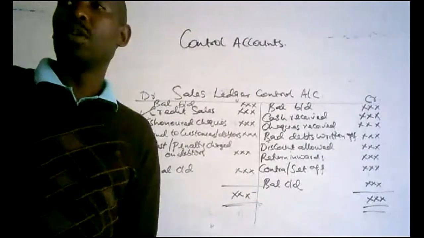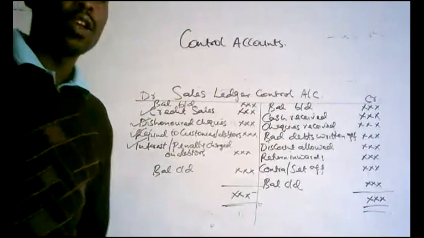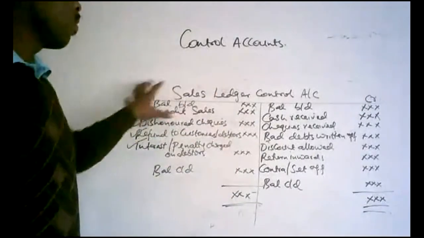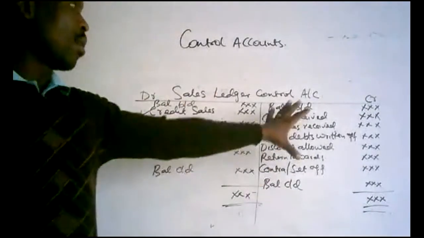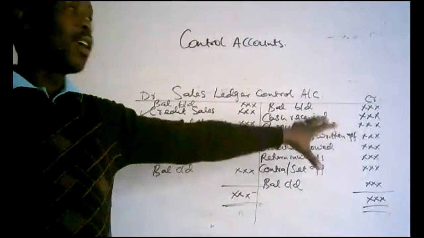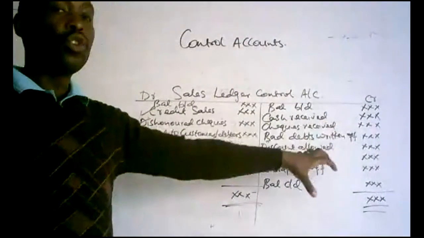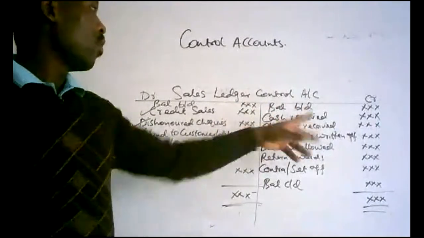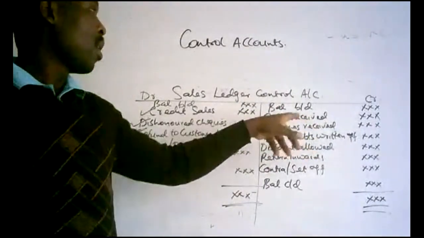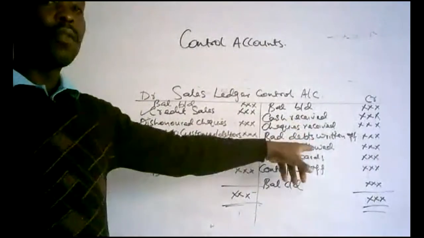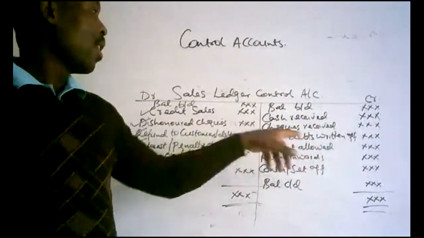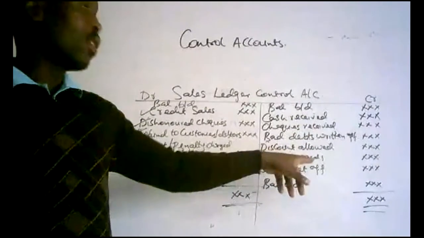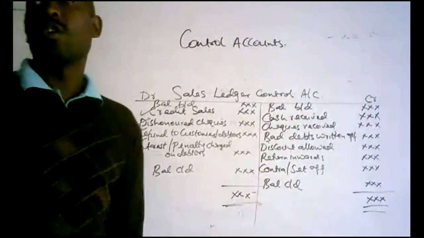All that should be taken into full consideration. So that is all about the sales ledger control account. Remember, the items on the credit side are the entries that reduce what the debtors are supposed to pay you. Either they reduce by paying you by cash, by paying you by checks, some have been declared bad debts, and others have been given discount, return inwards, and the contra.